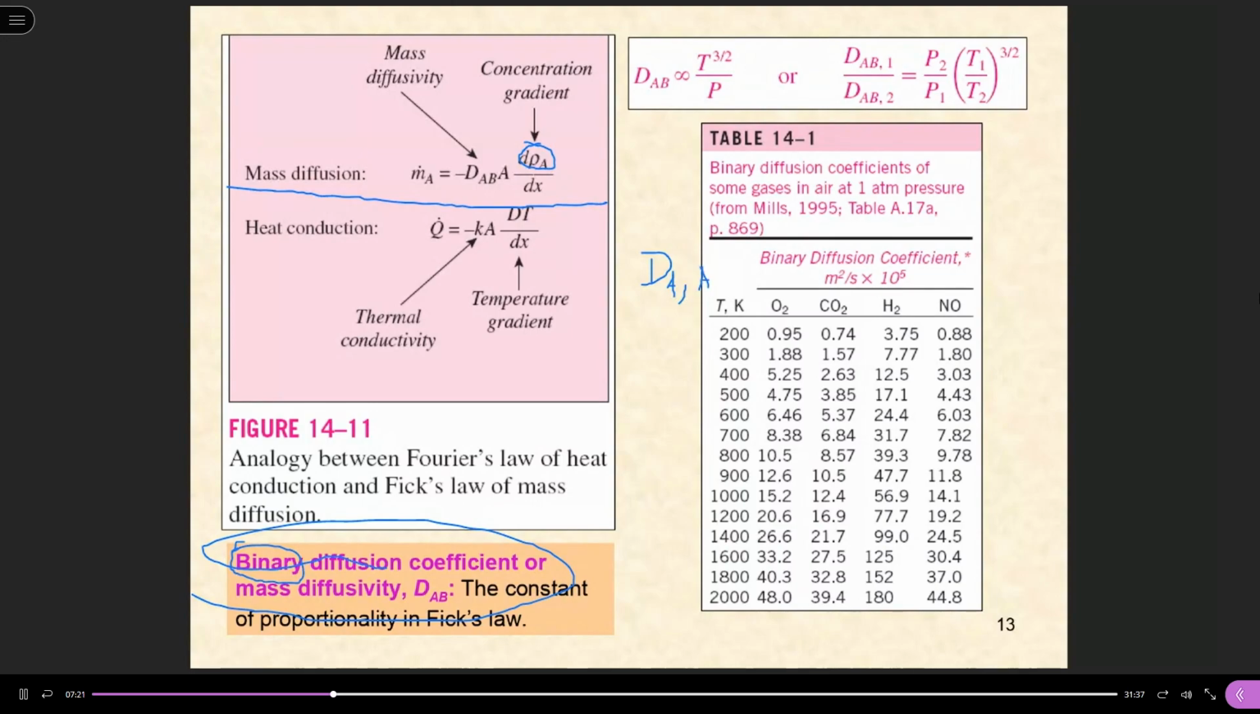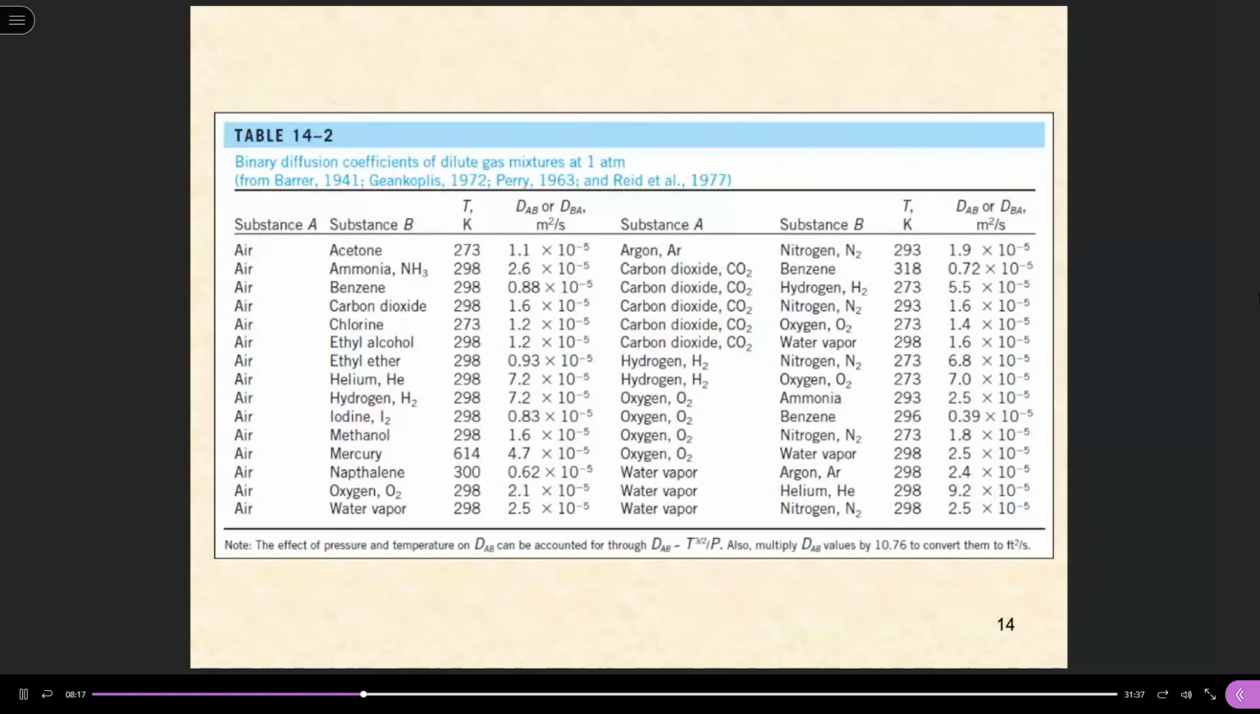This table just tells you the different gases for A. A could be oxygen, carbon dioxide, hydrogen, or nitrogen oxide. Nitrogen oxide is a pollutant. Pollutant means harmful species in the air, harmful to our health. Also, D depends on the temperature. And here is the mathematical expression of how the diffusion coefficient varies with pressure and temperature. Now, here we are talking about at 1 atmospheric pressure how the diffusion coefficient varies with temperature. And here is more.